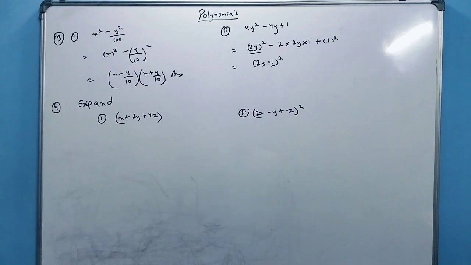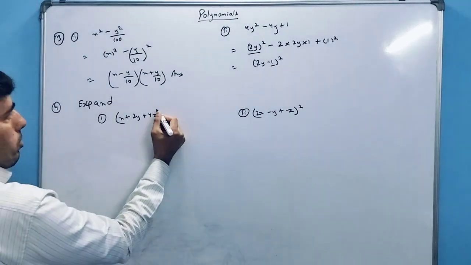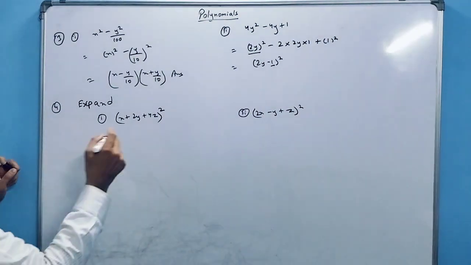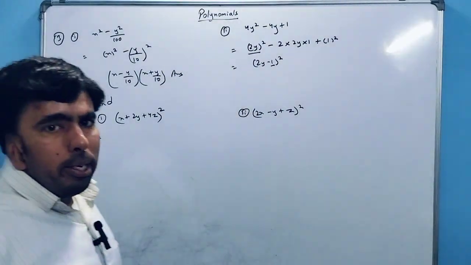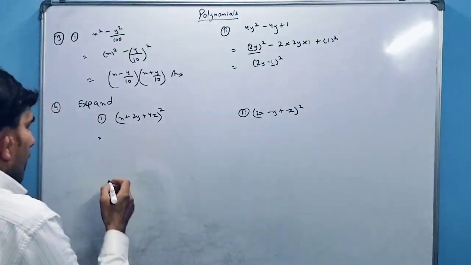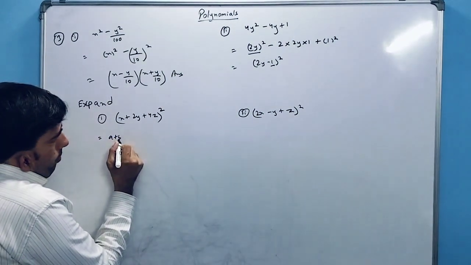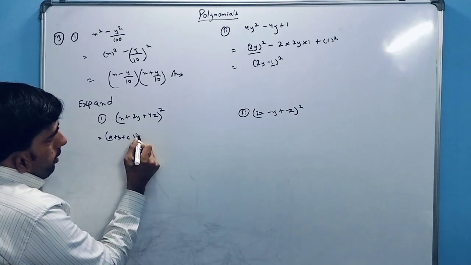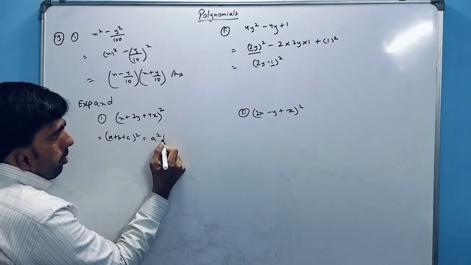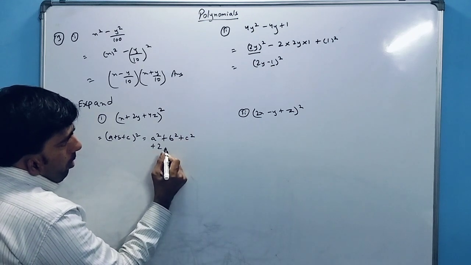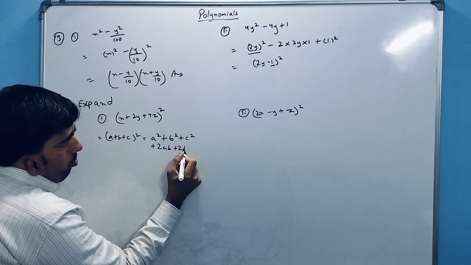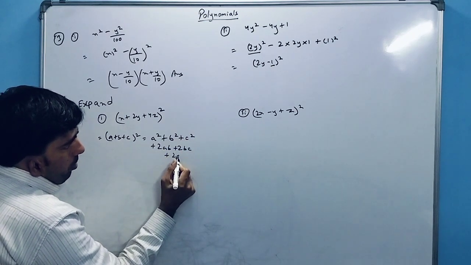Now let us try to solve them. They are talking about (a plus b plus c) whole square. So here I will try to apply the identity. We all know the identity, that is a square plus b square plus c square plus 2ab plus 2bc plus 2ac.